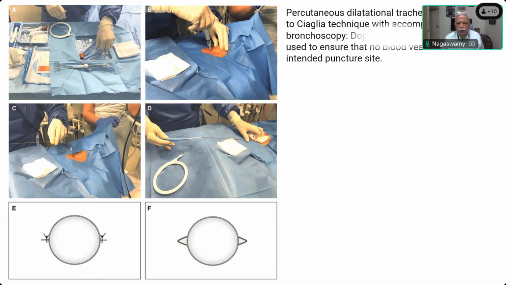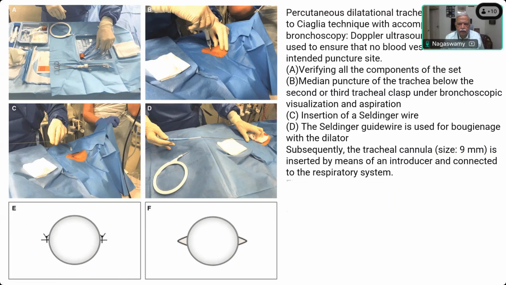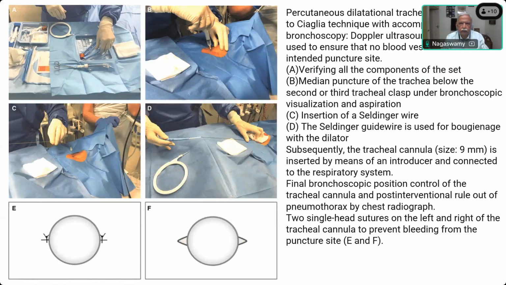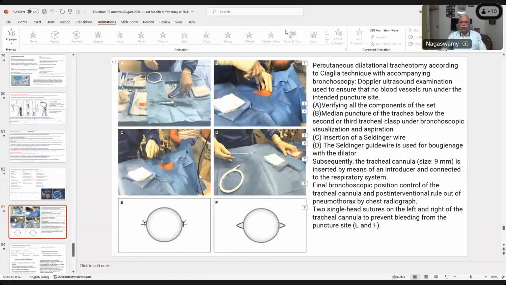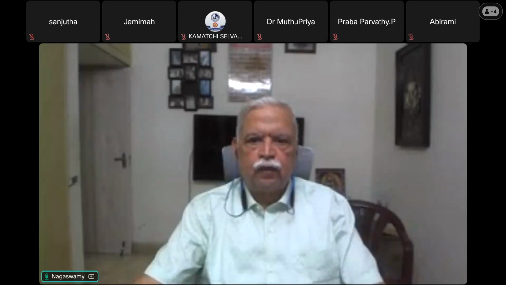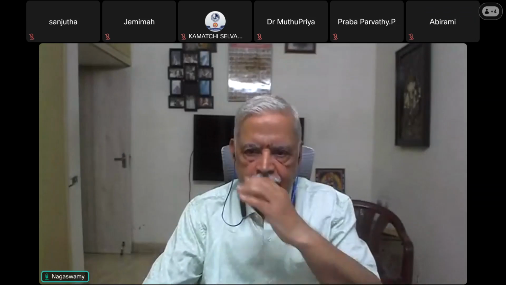Okay. So percutaneous dilatation, these are the various steps that are done. That is what is called this method. So we stop here.